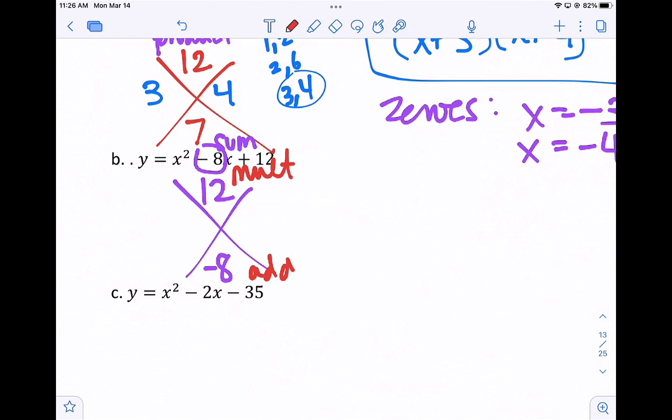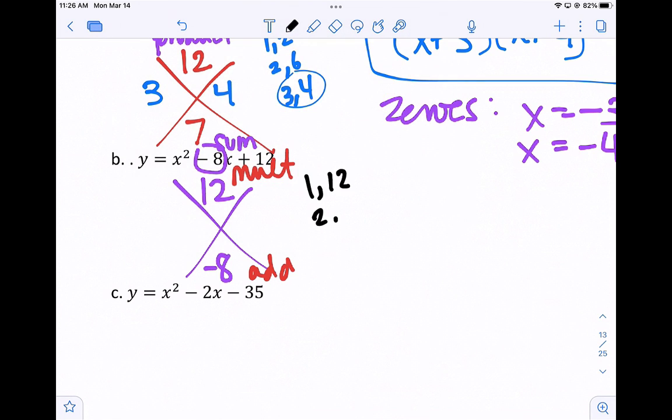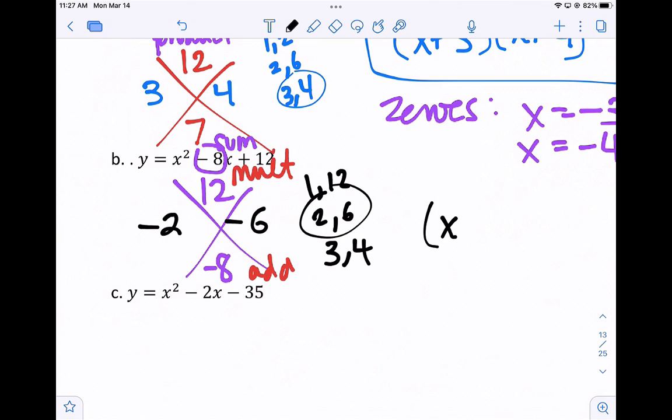So let's think of some factors of 12. Again, we have 1 and 12, 2 and 6, 3 and 4. We want the combination that not only multiplies to positive 12, it adds to negative 8. That will be this combination right here, but we'd have to make them negative. Negative 2 and negative 6 multiply to 12, and they add to negative 8. So if we write factored form, it would be x minus 2 and x minus 6.